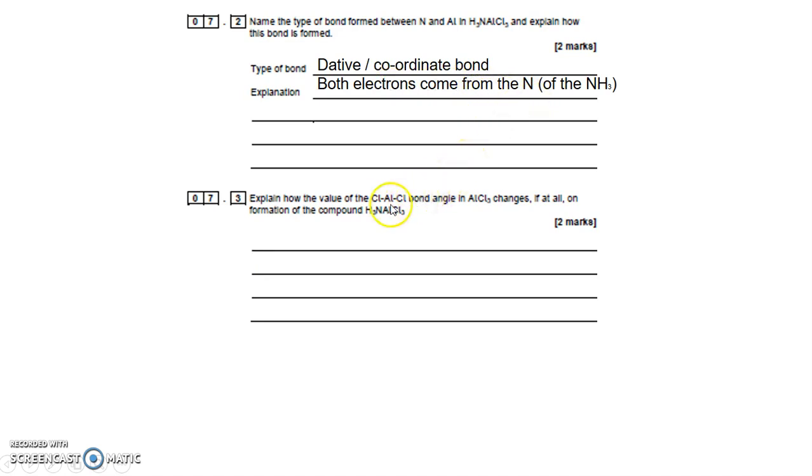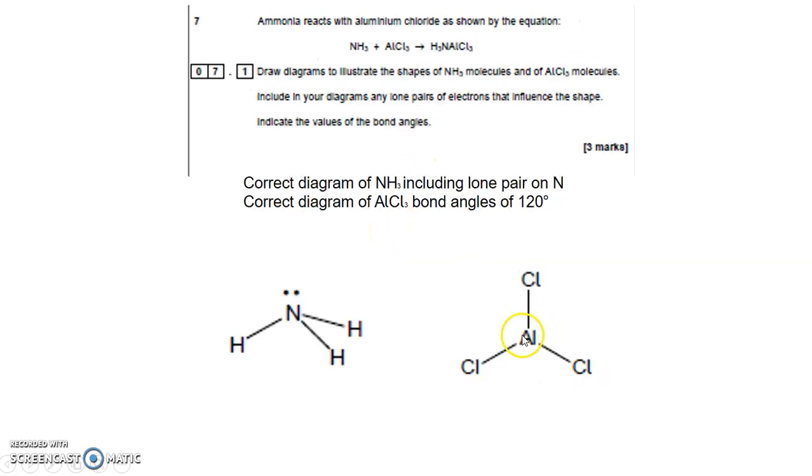Explain how the value of the Cl-Al-Cl bond angle changes. Well, suddenly you've got a 4th bond. So here you had 3 bonds. Now you've got a 4th bond. It's bonded to an N. This N has suddenly bonded.